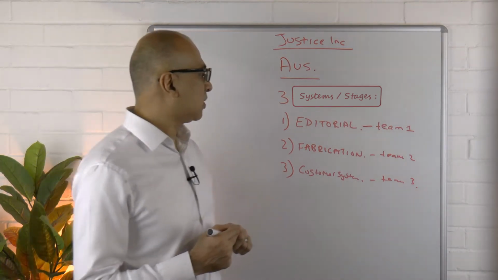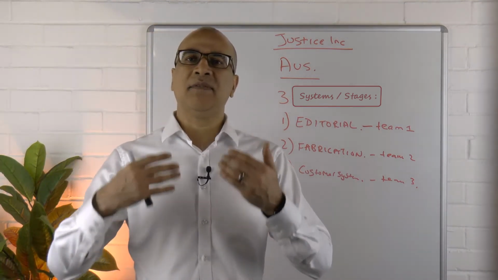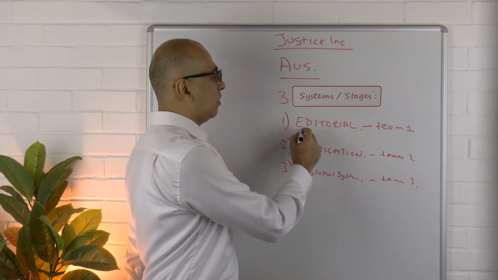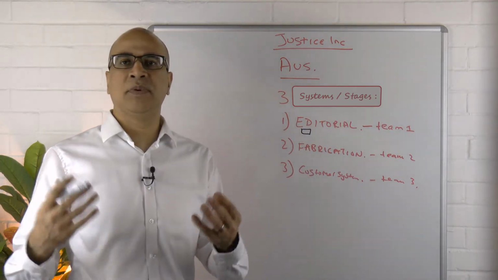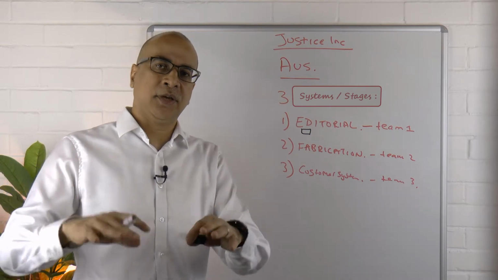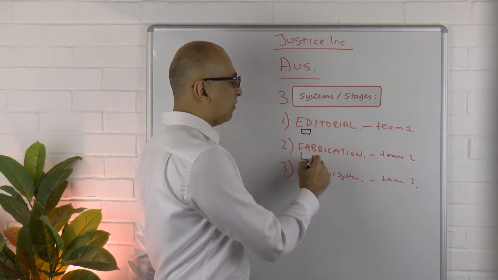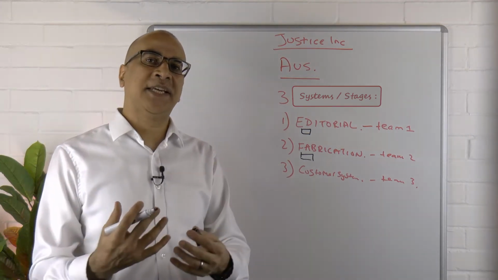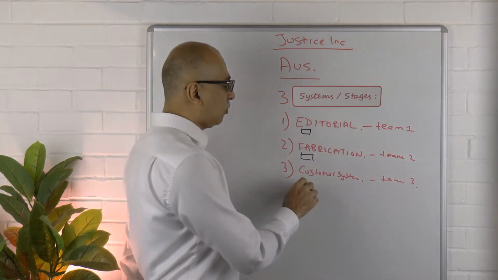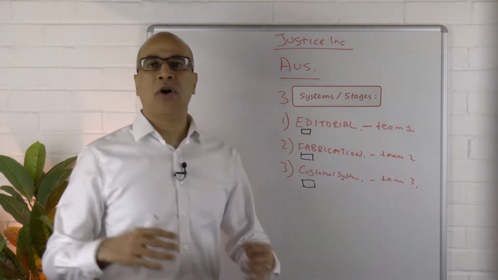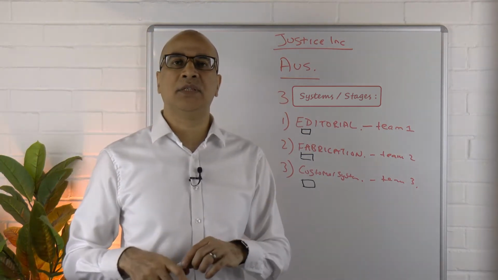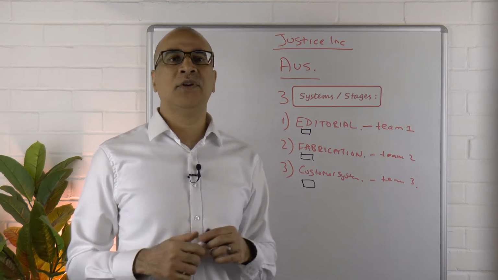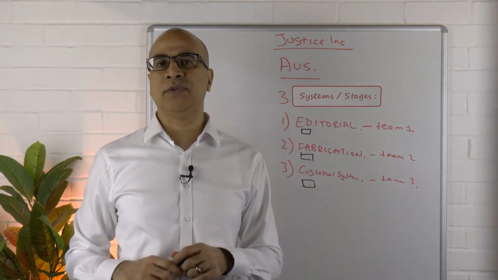actually, the problem with this is that if we need to release any real value into the market, we're going to need to have a portion of the editorial system in place so the editors can enter the case law in. We're going to need a part of the fabrication so that the content can be updated and refined. And we're also going to need a portion of the end user interface for the customer as well. So any functionality that we release into the market is going to require elements from all 3 of these different systems.